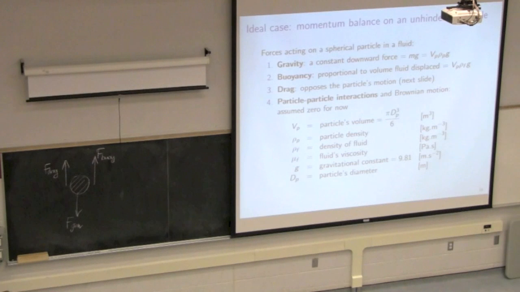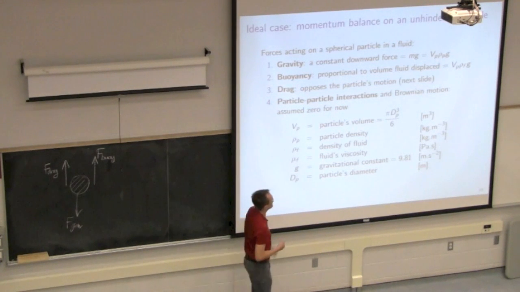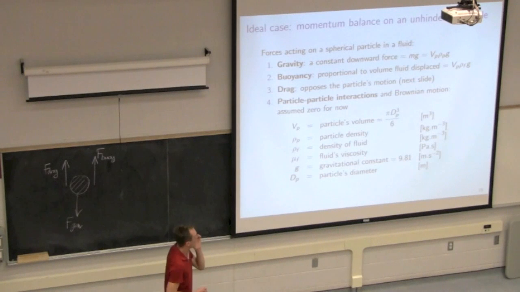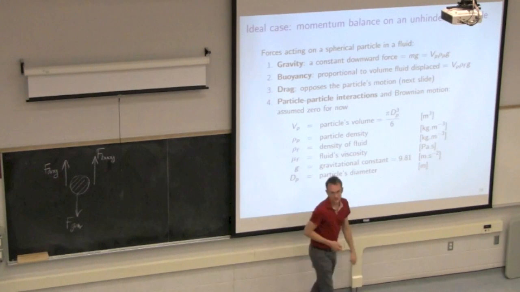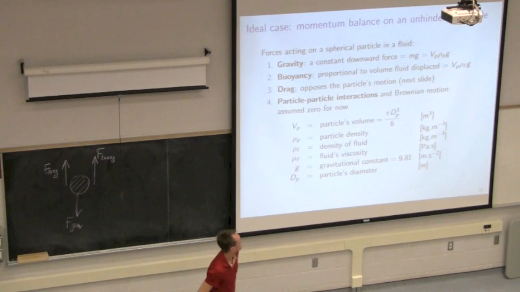Okay, so if I'm considering a particle in the fluid, gravitational force acts downwards, proportional to the mass and the gravitational constant. The mass of the particle m is equal to rho p, the particle's density, multiplied by the volume of the particle. The product of those two gives me the mass of the particle. If I assume the particle is spherical, the volume of that particle is given by that formula for the volume of a sphere.